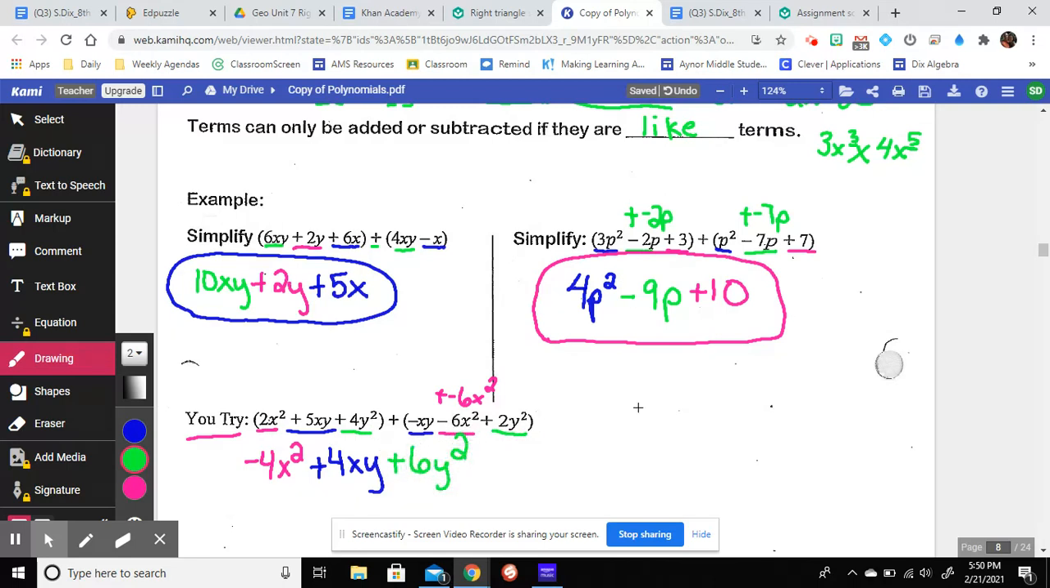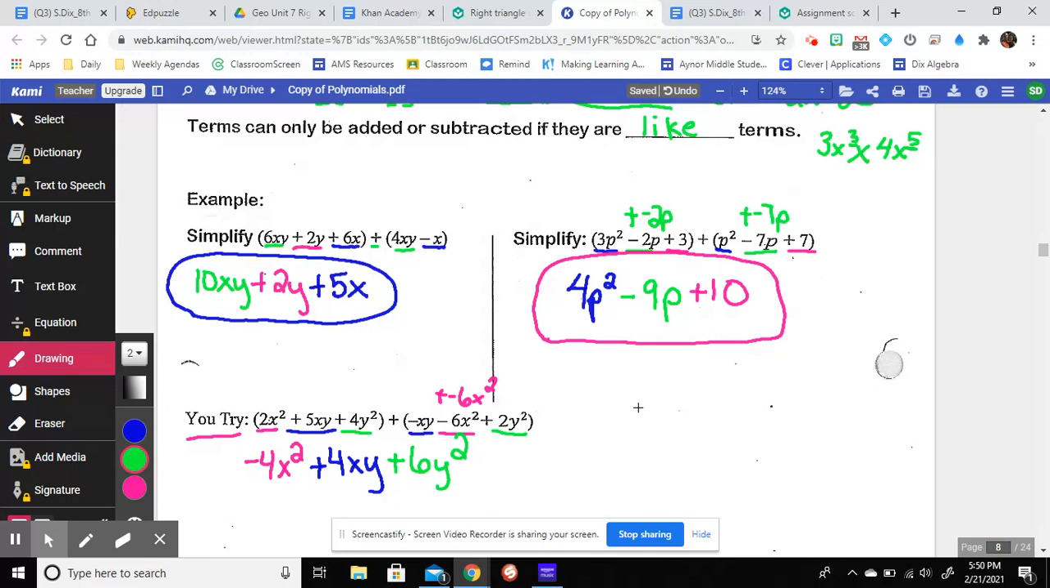Now, you don't have to have yours in the same order that I do. If you wanted to put the 6y squared in front, that would be perfectly fine. But you have to have a minus or a negative sign in front of this 4x squared and plus signs everywhere else.